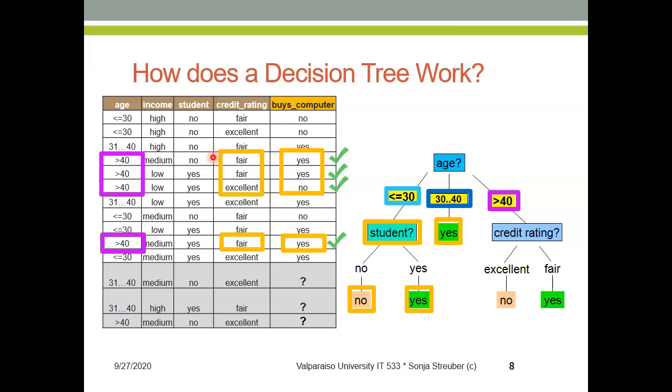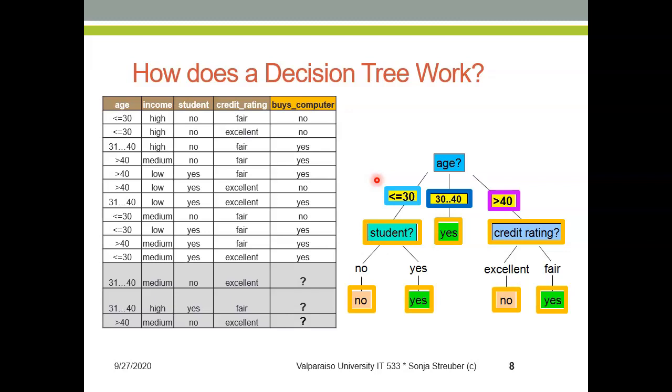Age over 40 and credit rating being fair, that leads us to a yes in 3 out of 3 cases. Very good. And age over 40 and credit rating excellent leads us to a no, which is also a very clean and clear example. So clearly, age in combination with credit rating is a very good predictor for the over 40 branch of our decision tree. And at this point, we have reached all of our labels on the leaf levels, and we're done with our decision tree.